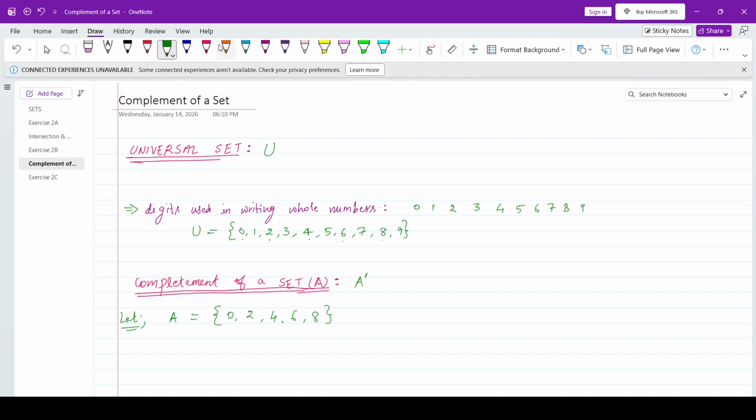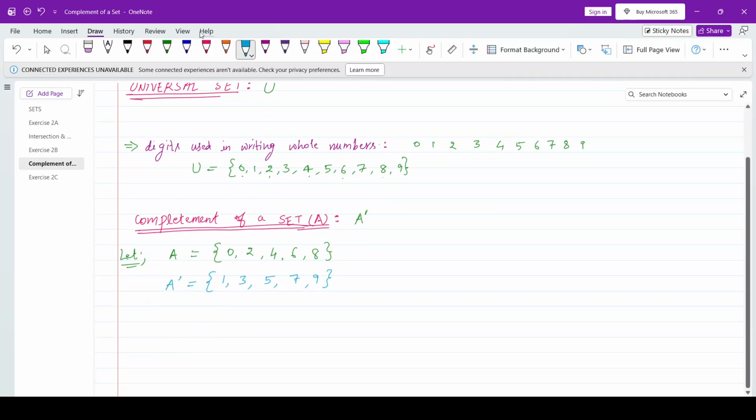Then A complement will contain all the elements of U that are not present in A. So A prime will be 1, 3, 5, 7 and 9. So what did we learn? A and A prime together make a universal set.